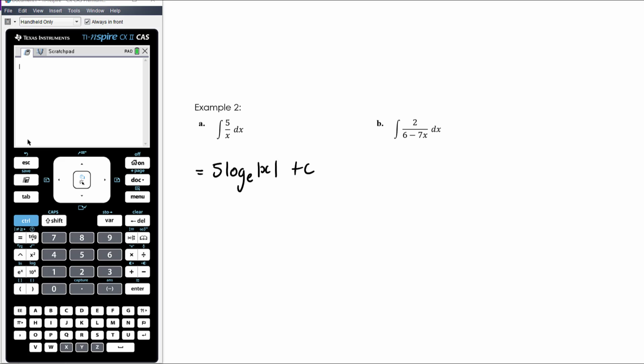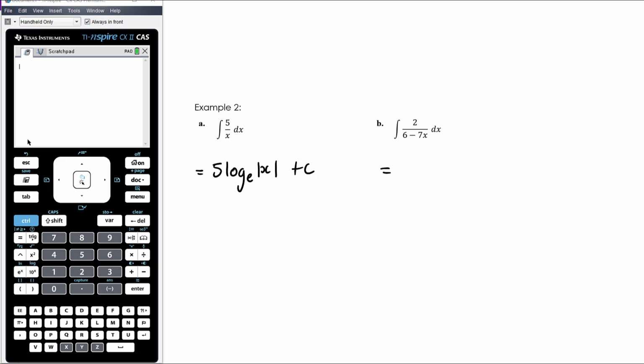The antiderivative of 2 over 6 minus 7x with no domain restriction suggests that the domain is any real number except for, what will it be, 6 on 7? Okay, that would be where the asymptote is. And so to accommodate the values that would make the denominator negative, and hence make the log function log of a negative, we need to use the absolute value.